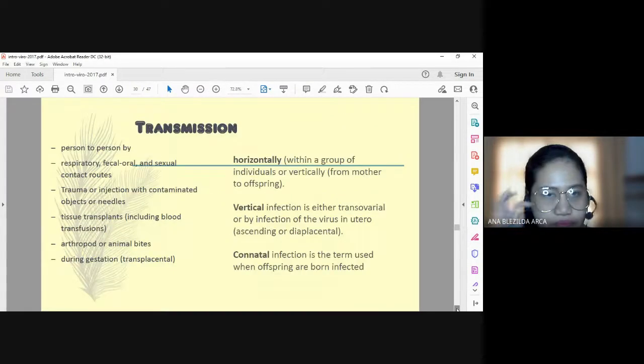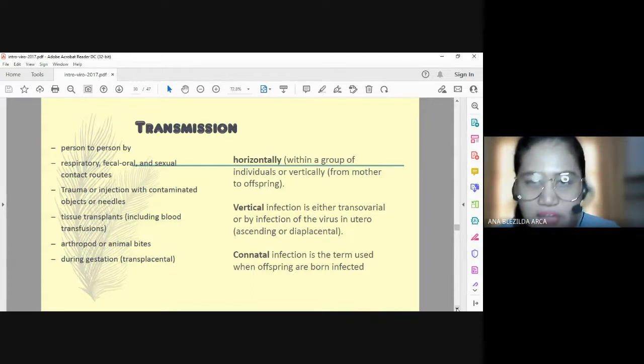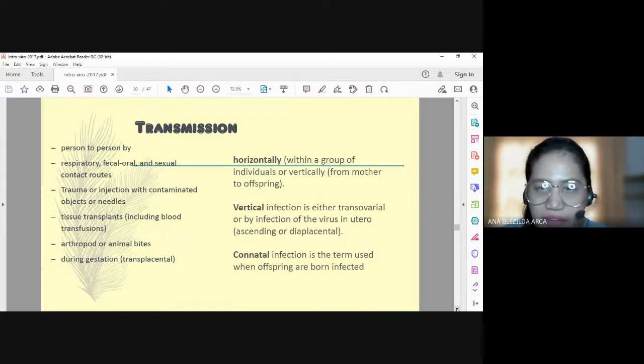So, for the transmission, paano ka nahawa? Well, pwedeng horizontal na magkakasama kayo tapos kunyari nag-mass gathering kayo. Kaya nga bawal ang mass gathering, 'di ba? So, nag-party kayo kasi birthday niyo. Nag-imbita ka ng mga kamag-anak mo. Tapos after nung party niyo, nagkasakit na kayo lahat. Ang tawag doon ay horizontal transmission. Magkakasama kasi kayo, nag-mass gathering kayo.